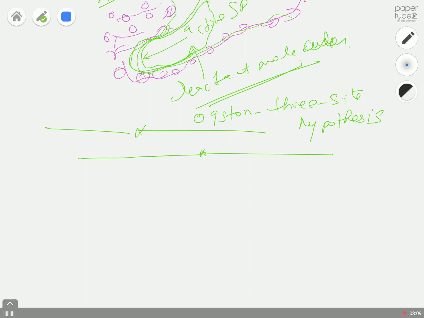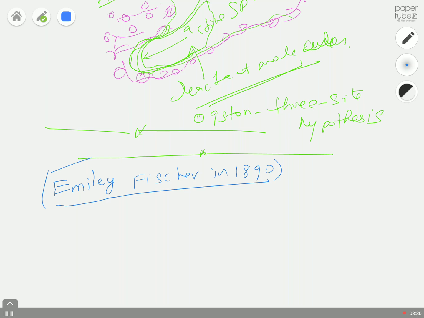And another hypothesis is a very famous one. It's proposed by Emil Fischer in 1890. All these hypotheses are really old, so for some reason no one has come up with new ideas to explain this particular property of enzymes. So this one was proposed by Fischer in 1890. It's called lock and key. It's very easy. From the name itself you can understand.